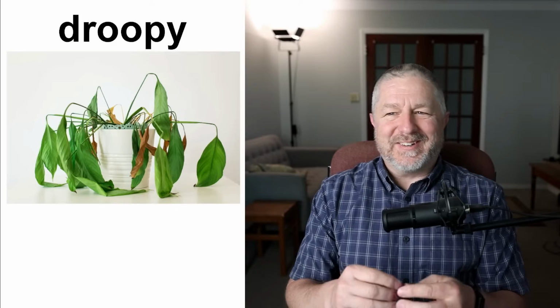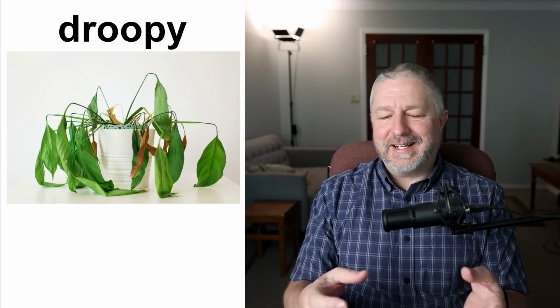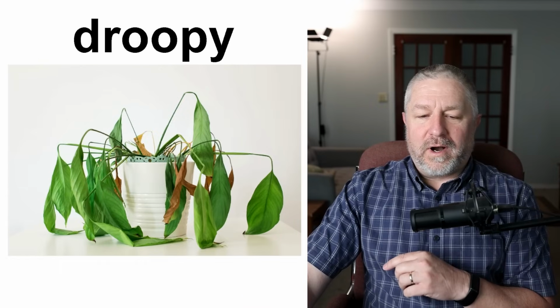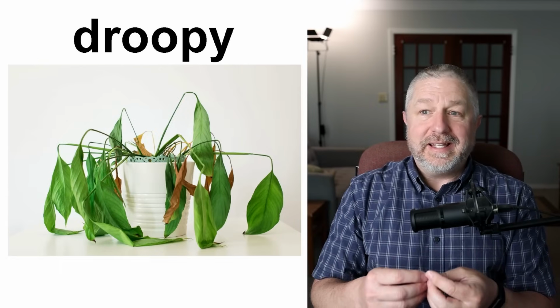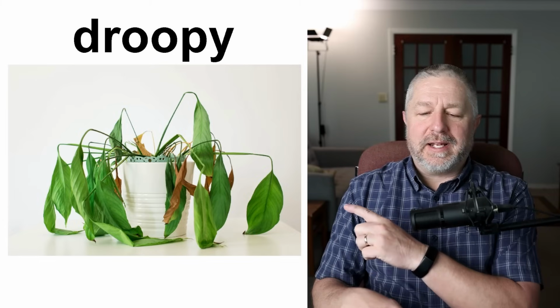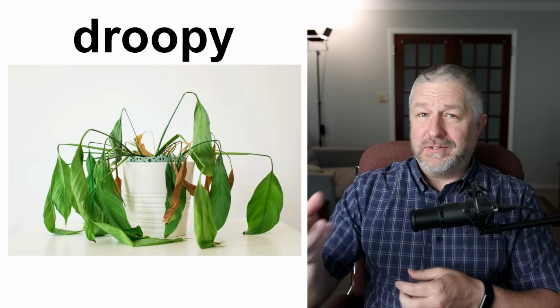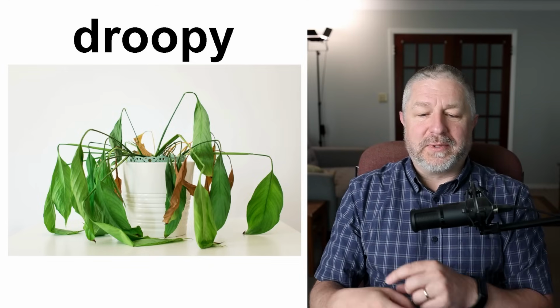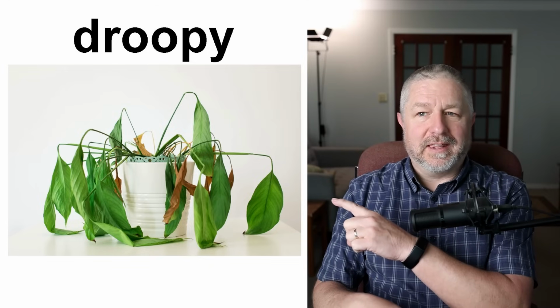Droopy. So I really like this word. Let me say it again. Droopy. This plant is droopy. When you don't water a plant, the leaves will droop. Isn't that a fun word? Droop. So this plant has droopy leaves. Notice I used the verb form and then I switched to the adjective form. When a plant has droopy leaves, it looks like this.